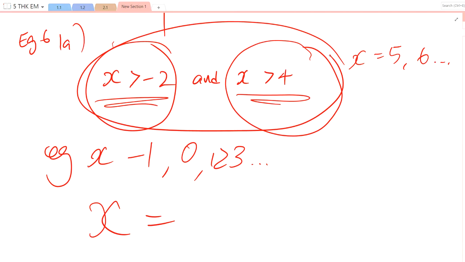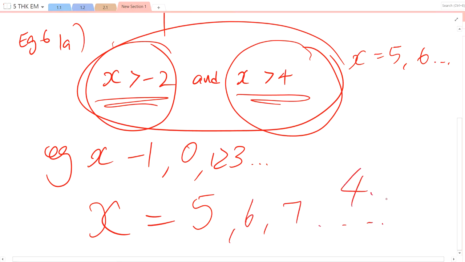Huh? What shall we start with? 5? Why not negative 1? Because it needs to be bigger than 4 also, simultaneously. It needs to satisfy both at the same time. Okay, so naturally we will say 5, 6, 7, and so on, right? Can it be 4.1? Yes, as long as it is greater than 4.